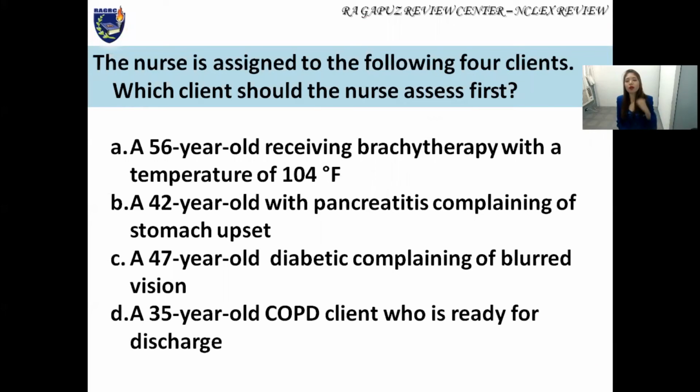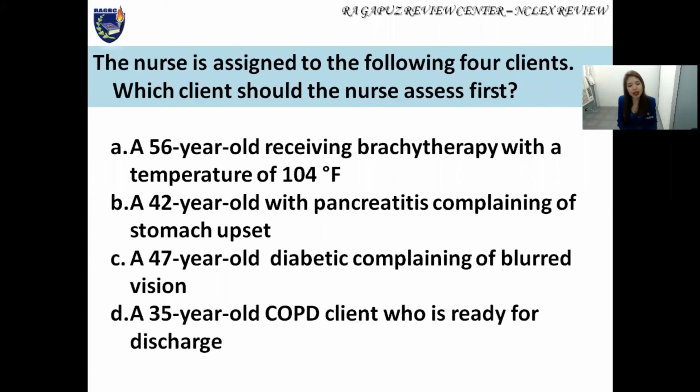So if we're going to apply that, a nurse is assigned to the following four clients. Which client should the nurse assess first? Letter A, a 56-year-old receiving brachytherapy with a temperature of 104 degrees Fahrenheit. B, a 42-year-old with pancreatitis complaining of stomach upset. C, a 47-year-old diabetic complaining of blurred vision. Or letter D, a 35-year-old COPD client who is ready for discharge.